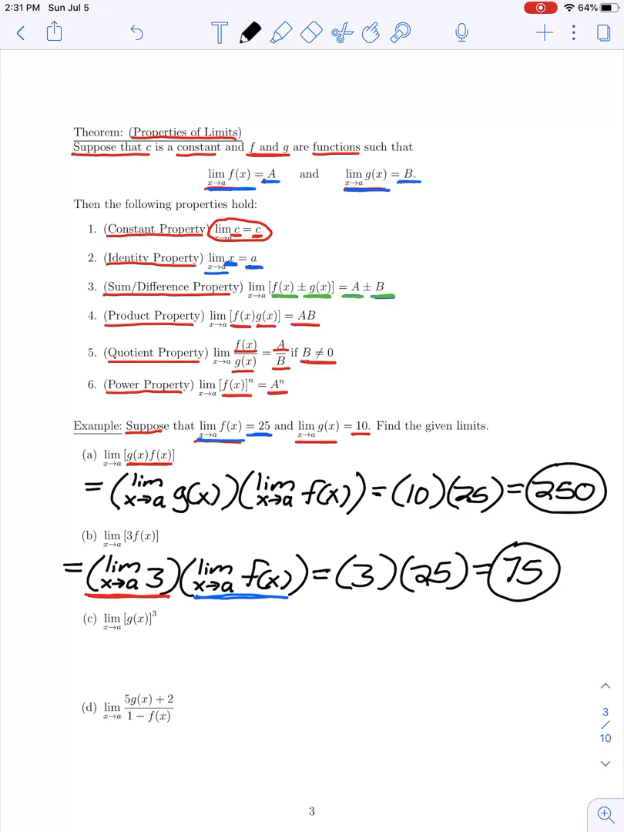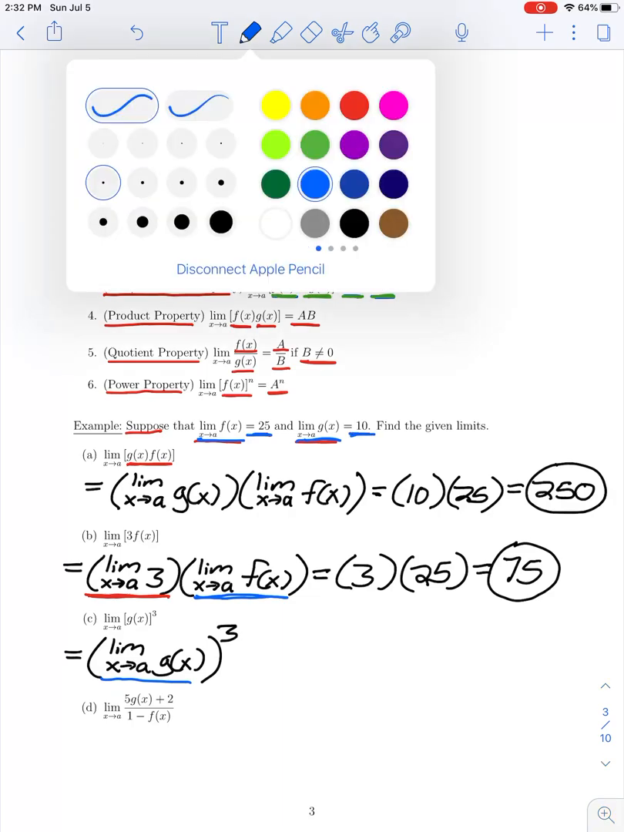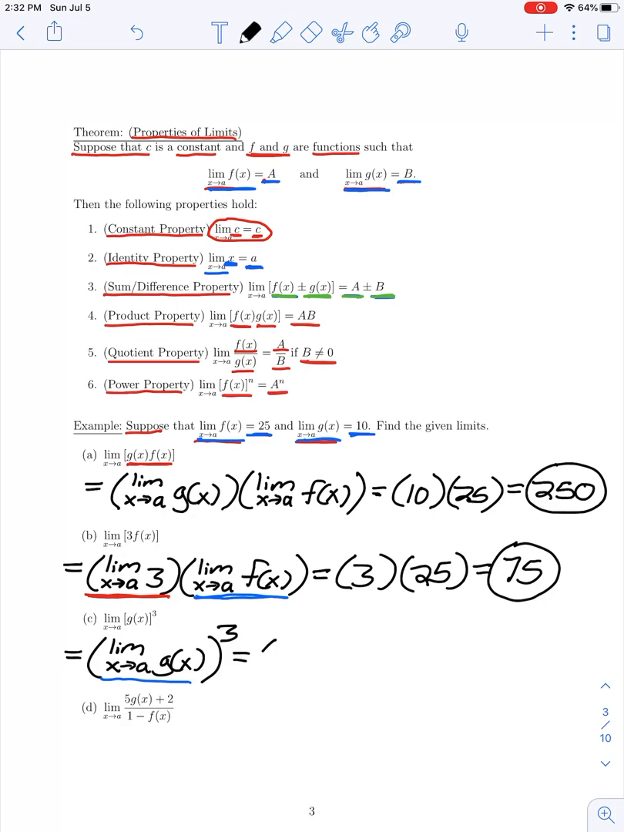Now in part C, we have the limit as x approaches a of g of x to the third power. So using the power property, we know this is the same as first taking the limit as x approaches a of g of x and then cubing the whole thing. But in our problem statement, we were told the limit of g of x as x approaches a is equal to 10. So here we have 10 to the third power, which is 1,000.